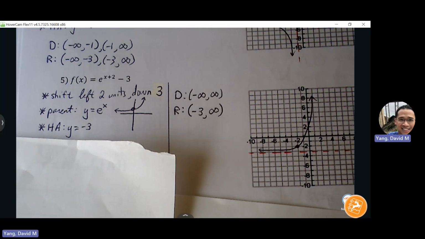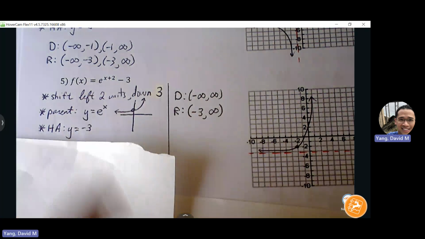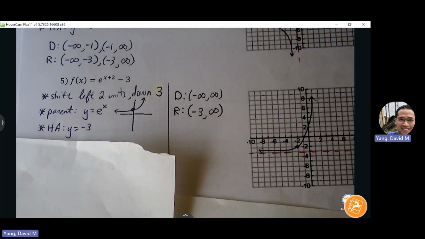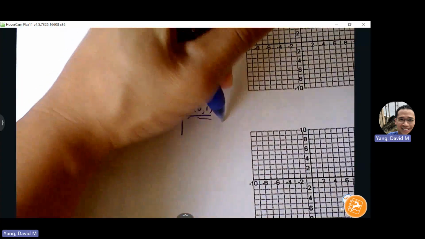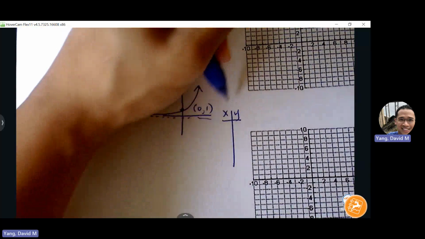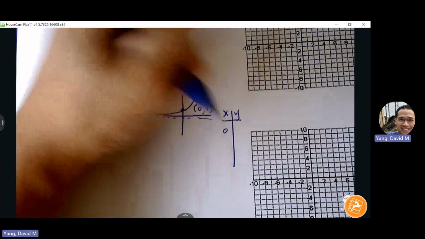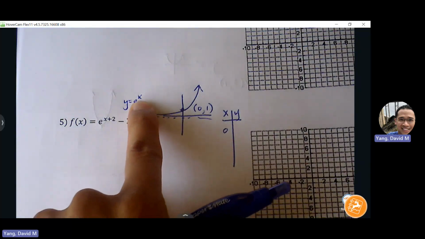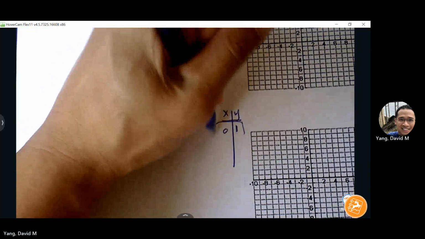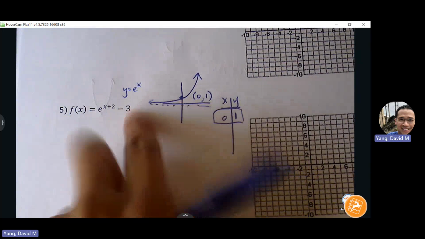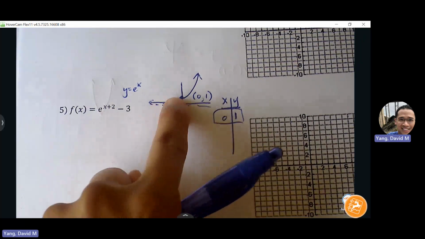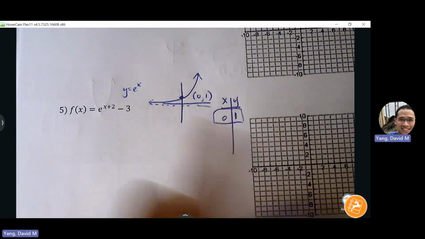How did you get to the vertex again? Oh, yeah, so we don't have a vertex. What we do have is a starting point. We know that y equals e to the x is going to have an ordered pair of 0, 1. The reason why is if I do a quick table of values and insert 0 into my parent graph, e to the 0 is 1. So that's my starting point. If I can label that point, then I just move that point 2 units left and 3 units down, and that will be my anchor point for my graph.